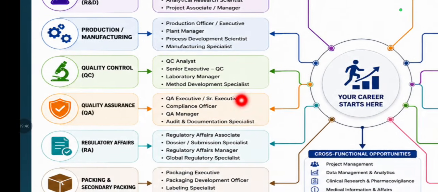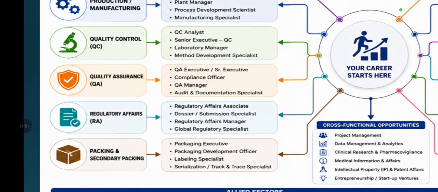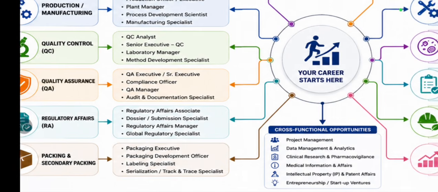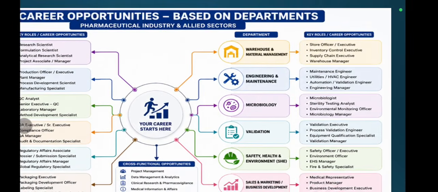Quality assurance: QA executive, compliance officer, QA manager, audit documentation specialist. Regulatory affairs: associate, dossier submission specialist, regulatory affairs manager, global regulatory specialist. So next is packaging and secondary packaging: packaging executive, packaging development officer, labeling specialist, serialization track specialist, etc. So these are some careers available after B.Pharma or M.Pharma.